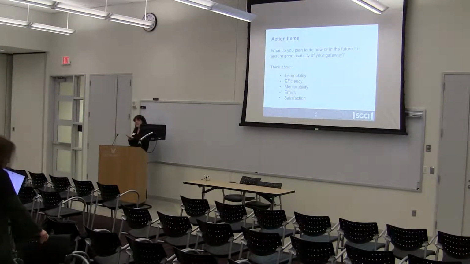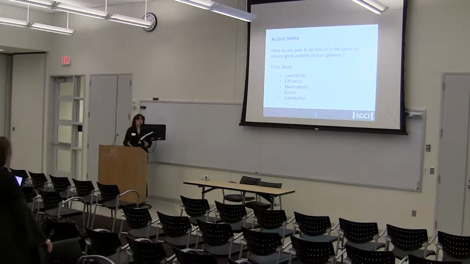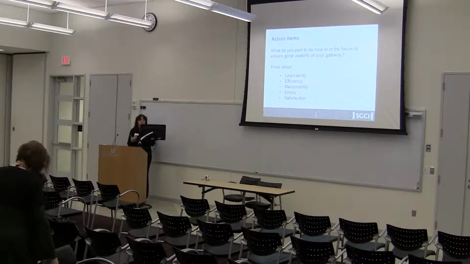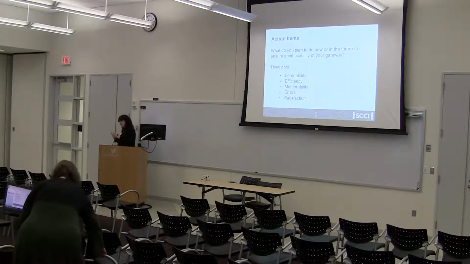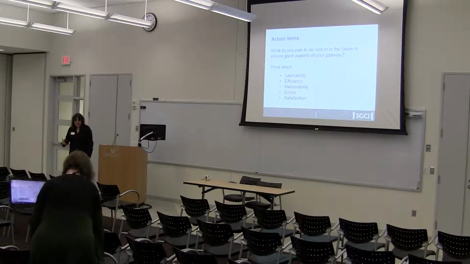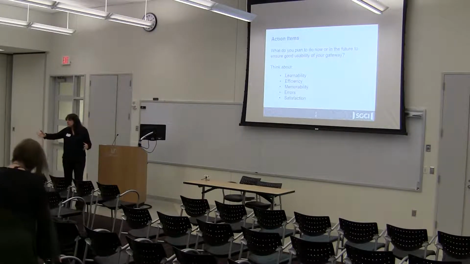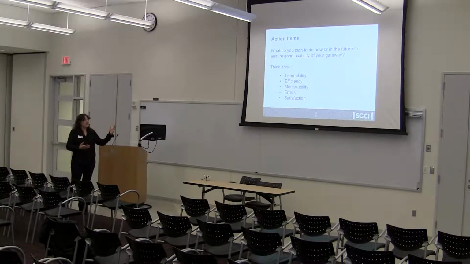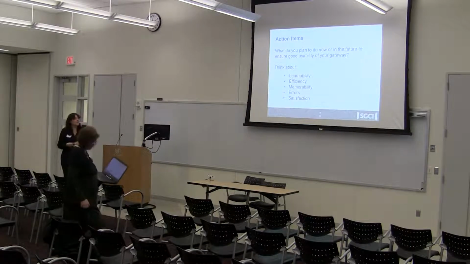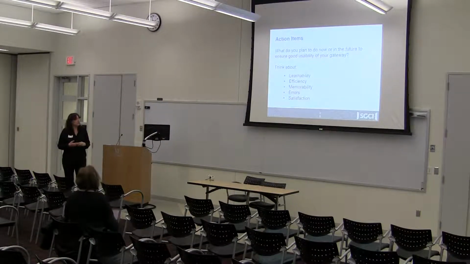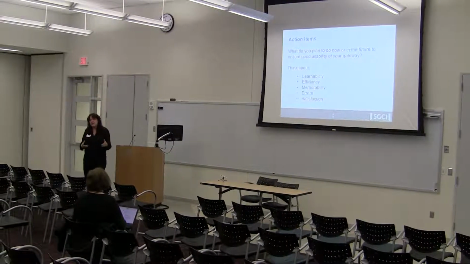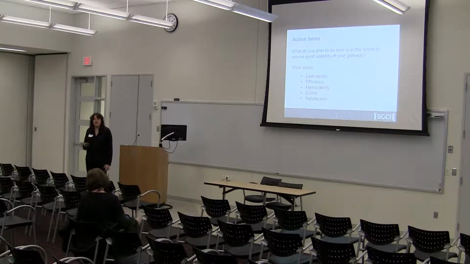So when you have action items, let's say for the future when you have your own products, what would you plan to do now or in the future to ensure good usability of your gateway? What comes into your mind? Let's say you have to improve the UC website, improve the repository. We talked about the five features for usability, like learnability, efficiency, memorability. So what comes first to your mind? What would you do differently now if you were responsible for the product, let's say for the repository?